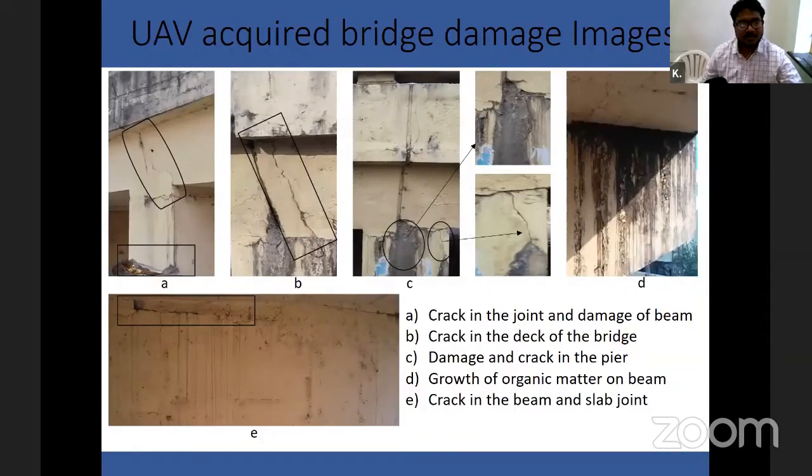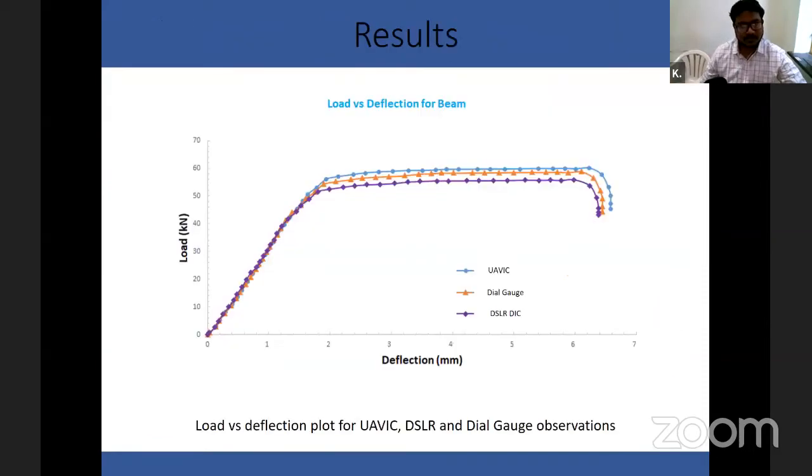For damage quantification, the UAV is also used. These were the damages which the UAV can obtain during inspection studies, like cracks and spalling, and all over the joints also. This is the load deflection curve obtained from UAV DIC and DSLR DIC, and DIGS2 compared.